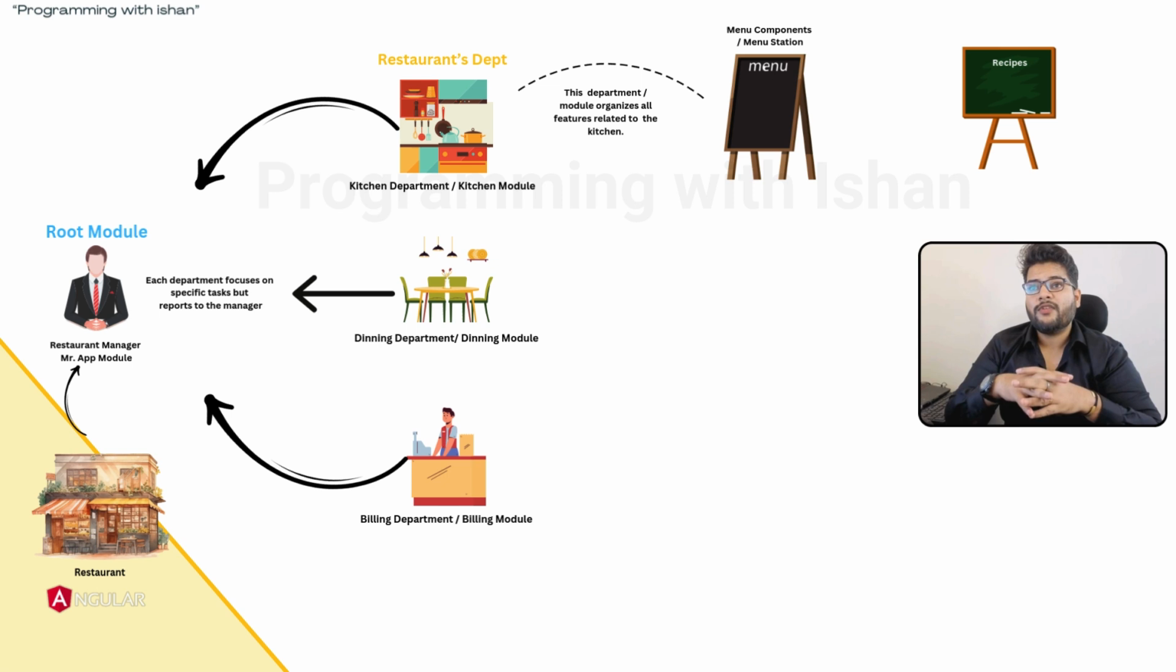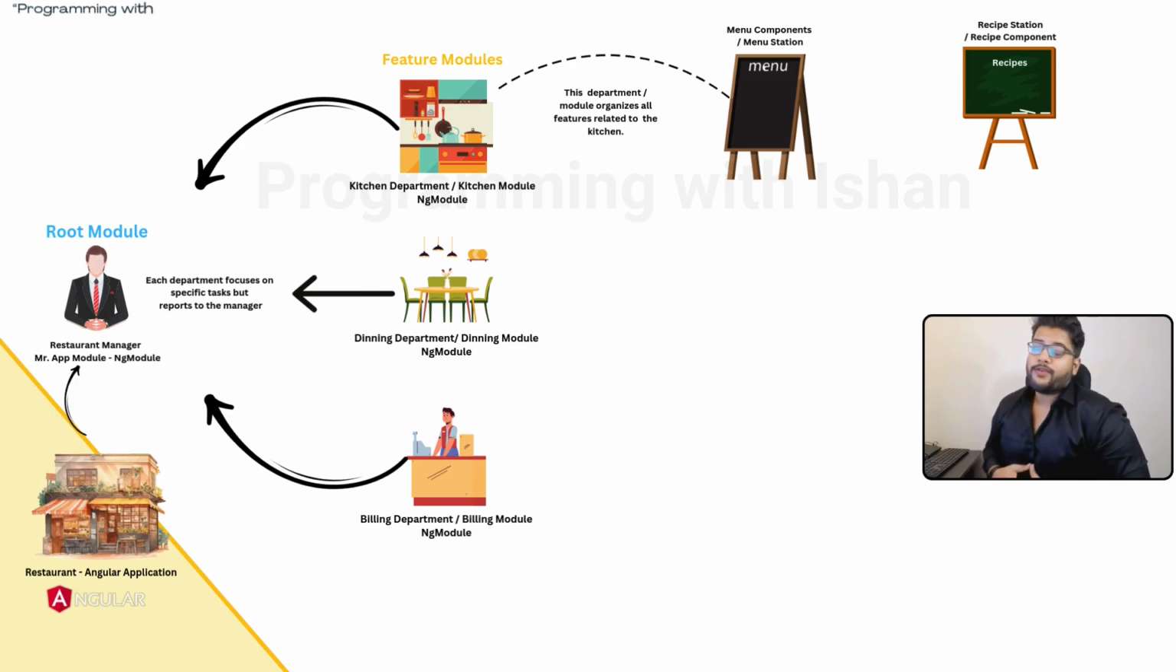The menu station is responsible for providing the list of menus and the items required for preparing those menus to the kitchen staff. And the recipe station is responsible for providing the recipe cards to the kitchen staff so that they can prepare those menus properly. So now the next question is, who actually provides this data which needs to be available on the menu station and recipe station? For that purpose, our restaurant manager, Mr. App Module, has also appointed a chef.